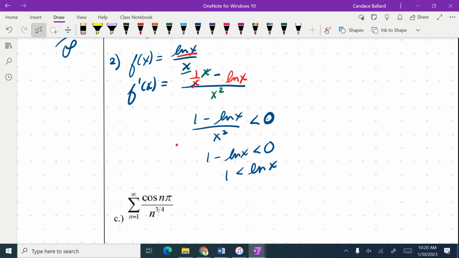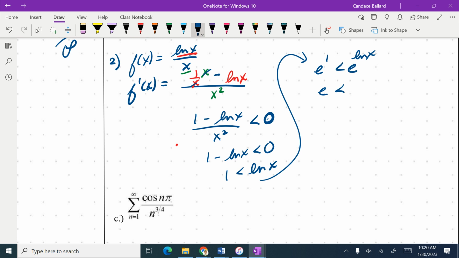All right, how do I get rid of the natural log? E, so I've got to exponentiate. We haven't done that in a while. Ooh, this is a good problem. Done like 6 things we haven't done in a long time. All right, e, oh, and I just switched my symbol, didn't I? It should be a less than. All right, e less than x. So okay, this actually works the way I wanted it to. All right, so as long as x is greater than e, we're decreasing.